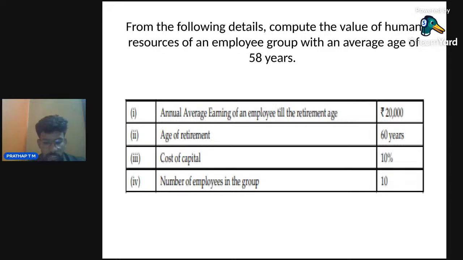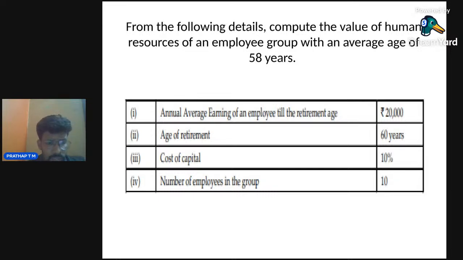Okay, read the question. From the following details, what information is given? Compute the value of human resources of an employee group with an average age of 58 years. Their average age is 58. Their retirement age is 60 years. So 60 years minus 58, we get here 2 years of time. Let's see what formula we can apply.